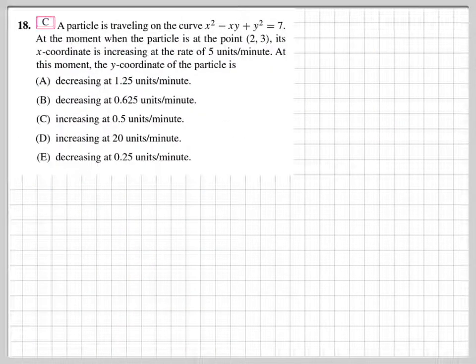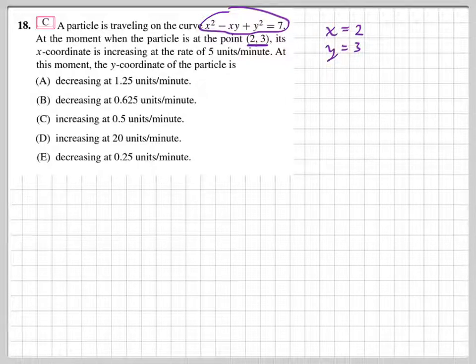All right, for number 18, again, we have a little mini related rate problem. So it's important to identify all of our numbers. So here we have our equation. That's cool, so we don't have to find an equation later. A particle is traveling on this curve. At the moment when the particle is at this point, that's cool. So that gives us an x. It gives us a y.